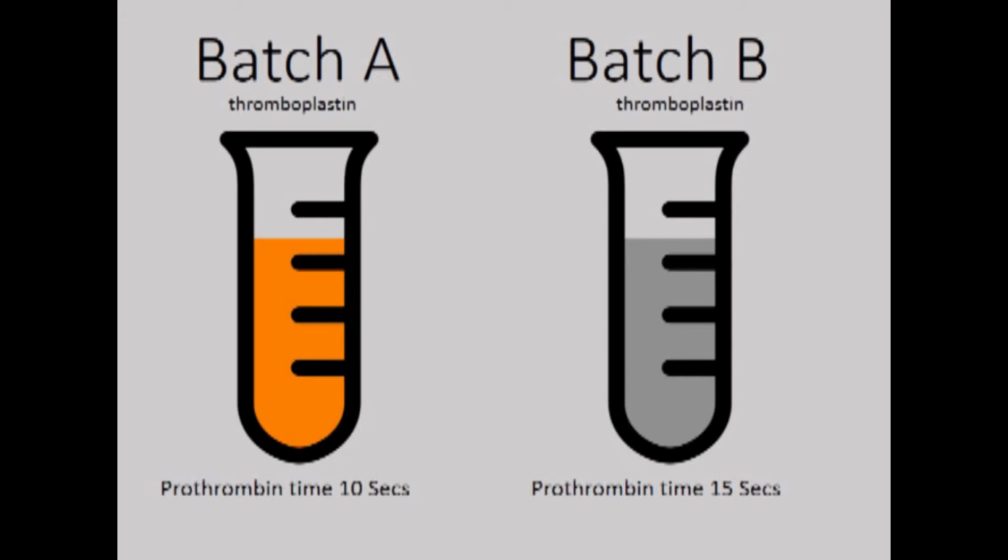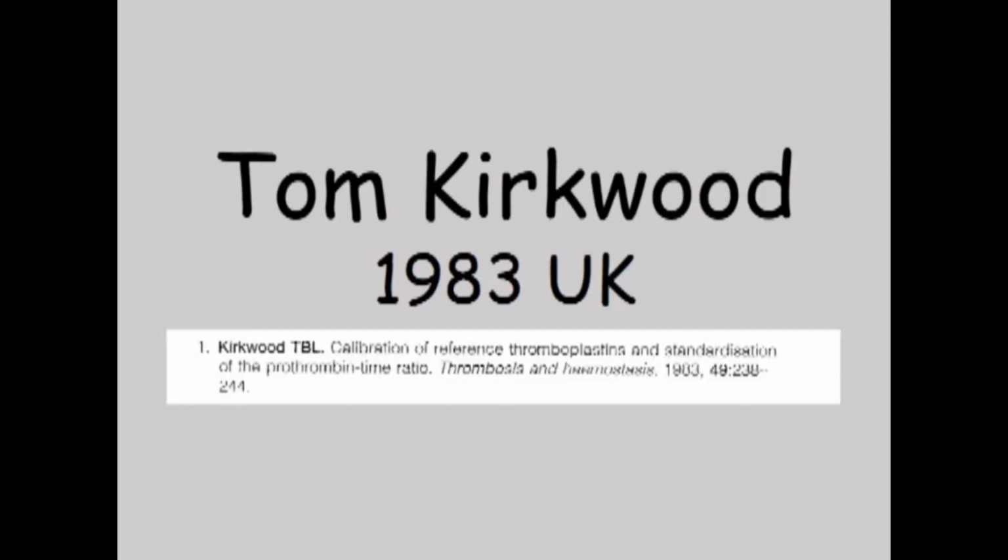So when you use tissue thromboplastin from batch A and add calcium chloride into a test tube, it might take 10 seconds to clot the patient's blood. If you take another tissue thromboplastin from batch B and add calcium chloride to the same patient's sample, it might take, say, 13 seconds, and hence there is variation between batches of thromboplastin. So this person in the early 1980s overcame this problem by inventing the INR.